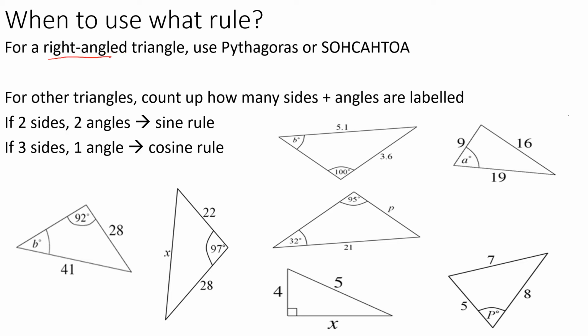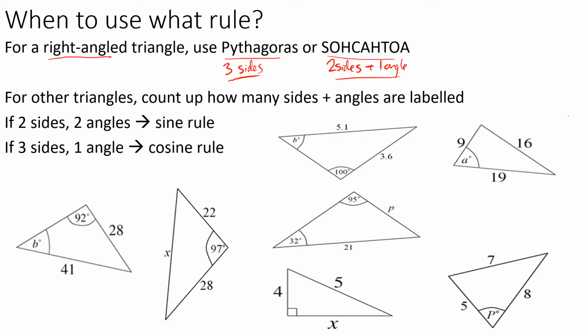If it is right angled, then we can use Pythagoras or we can use SOHCAHTOA. It should be pretty obvious which one you're after. It's a Pythagoras question if it's about the 3 sides of the triangle, and it's a SOHCAHTOA question if it's about 2 sides and 1 angle. I feel like those are okay to recognize. It's this sine cosine rule that I want to specialize on. We use sine and cosine rule on a triangle that isn't right angled, and we want to use the sine rule if there are 2 sides and 2 angles that are labeled.